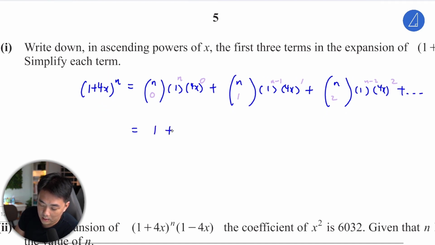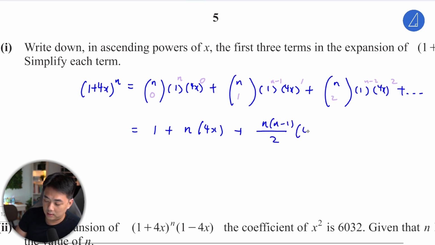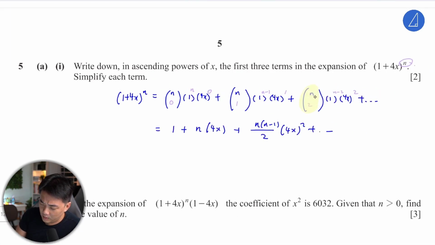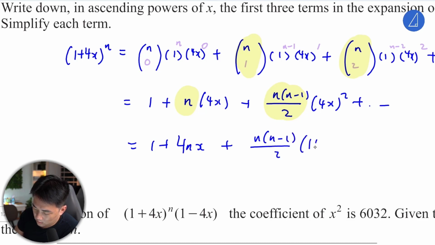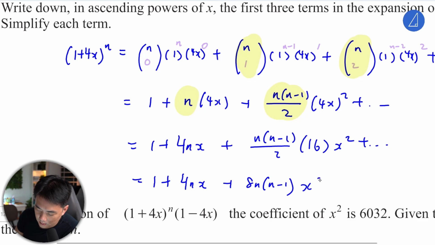This is all 1. n choose 1 is n times 4x. n choose 2 will be n(n minus 1) over 2 factorial, times 4x squared. 2 factorial is also 2. Okay, so simplifying this, once done, this will be 1 plus 4nx plus 8n(n minus 1)x squared.